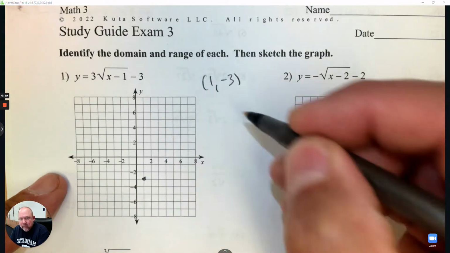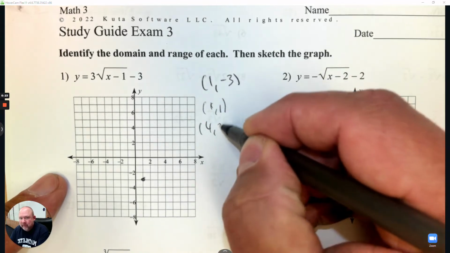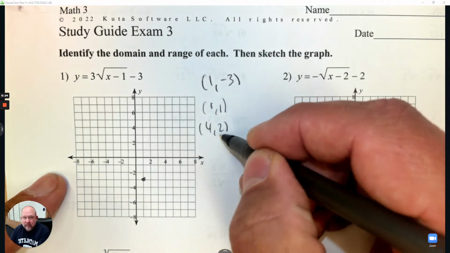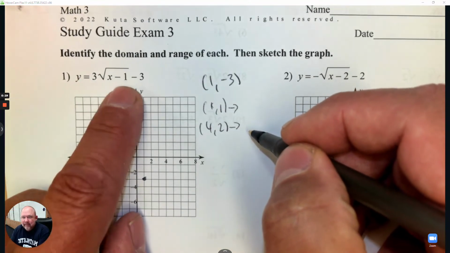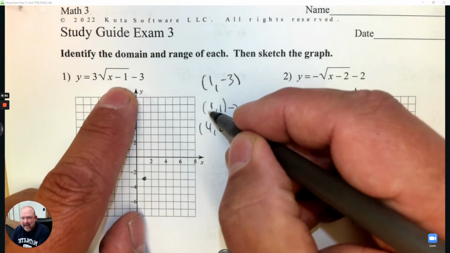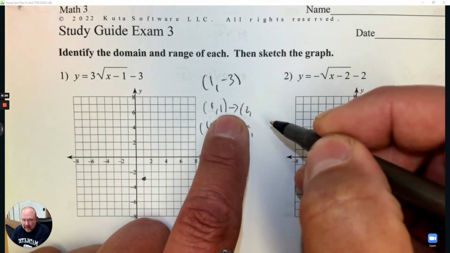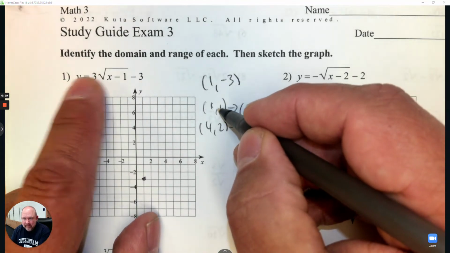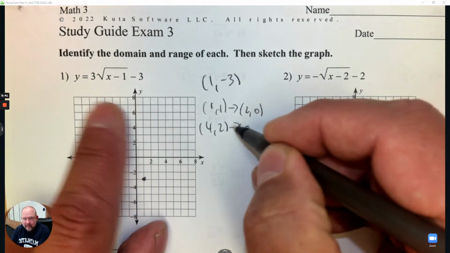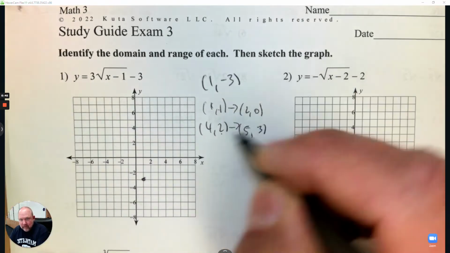There we go. We need to change two other points from the parent. So from a square root, the square root of 1 is 1, and the square root of 4 is 2. Those 2 points we're going to change. How do I do that? So the h, +1, we're going to add 1 to the x. And then to the y value, we're going to multiply and then subtract. So 1 times 3, take away 3. 2 times 3, 6, take away 3. And put those points on our graph.